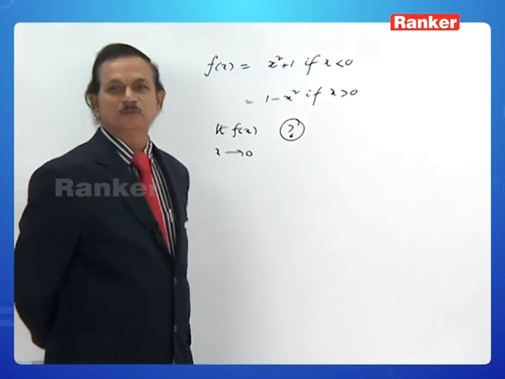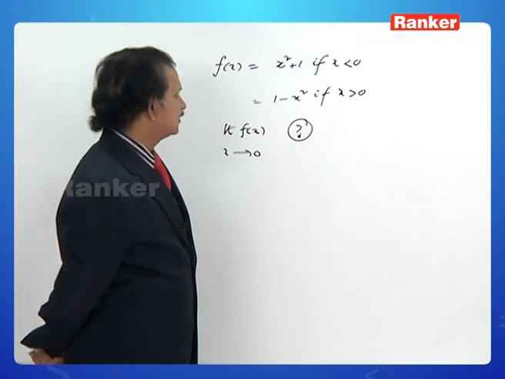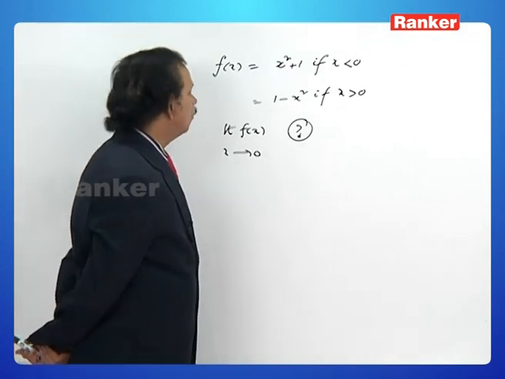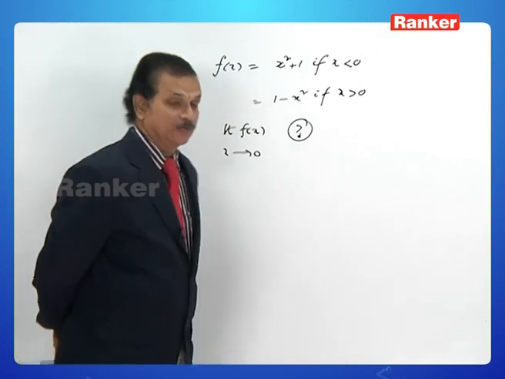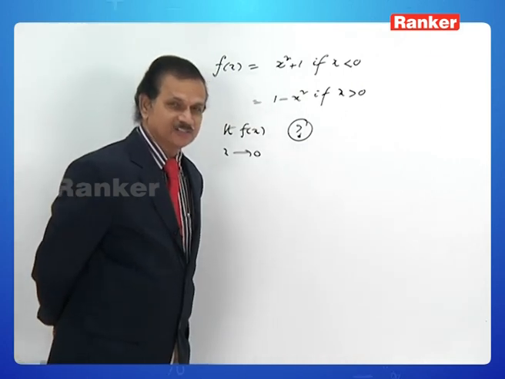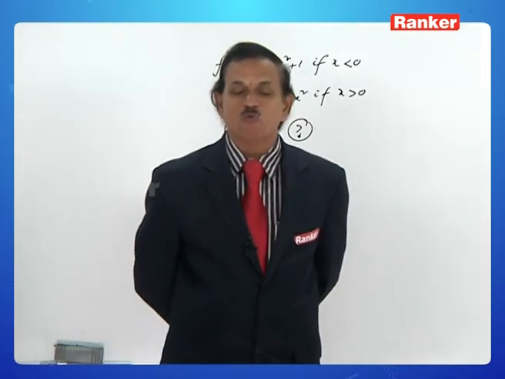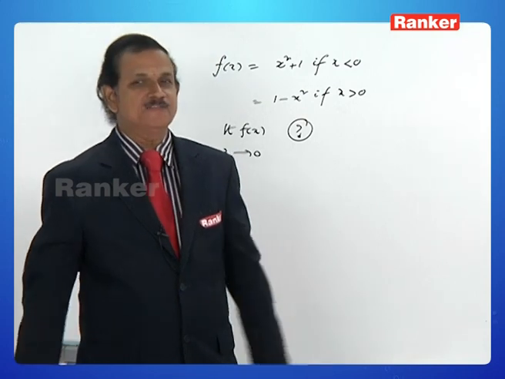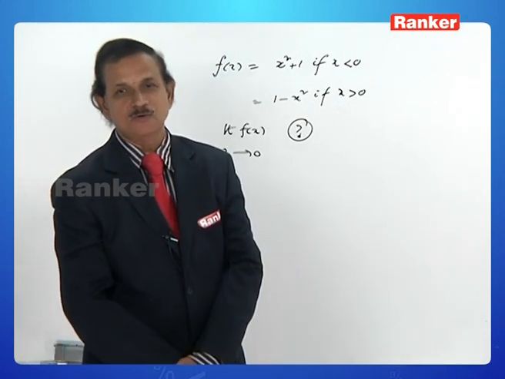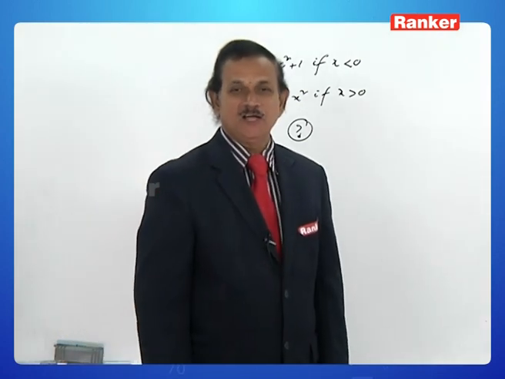Consider this example. A new function before us. f of x is x square plus 1 if x is less than 0, and 1 minus x square if x is greater than 0. What have you observed here? What about f of 0? The function f is not defined at x equal to 0. At x equal to 0, the function is not defined at all.